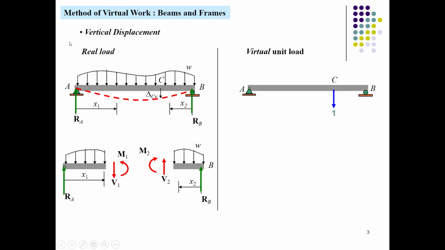For a vertical displacement, we have to apply the unit load at point C of one kilonewton, or something compatible to the units. Then we will determine the reactions. We have two reactions over here. How can we calculate the reactions?